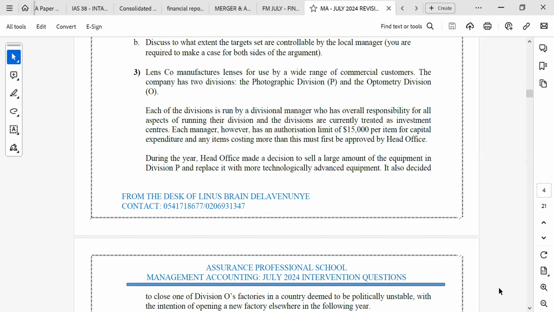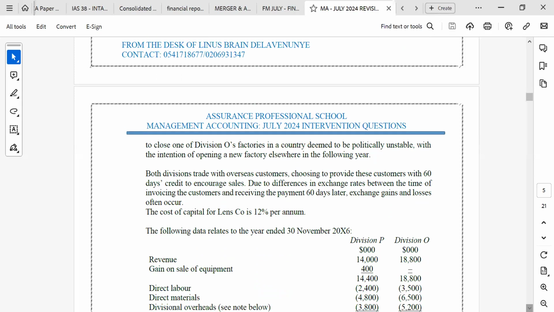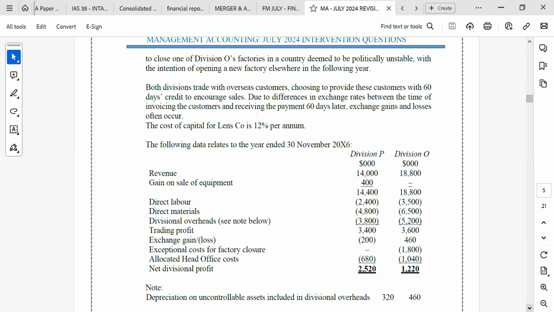It also decided to close one of the divisions' factories in a country deemed to be politically unstable, with the intention of opening a new factory elsewhere in the following year. Both divisions trade with overseas customers, choosing to provide these customers with 60 days' credit to encourage sales. Due to differences in exchange rates between the invoicing and receiving of payments, exchange gains and losses often occur. The cost of capital is 12%.